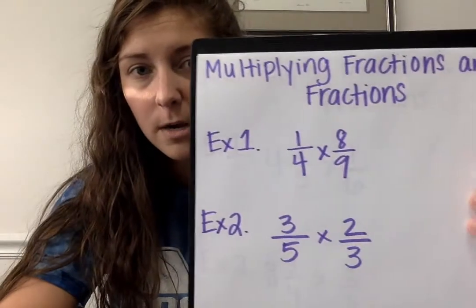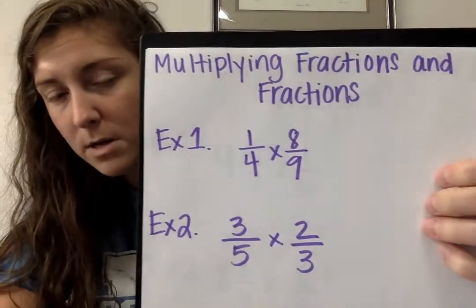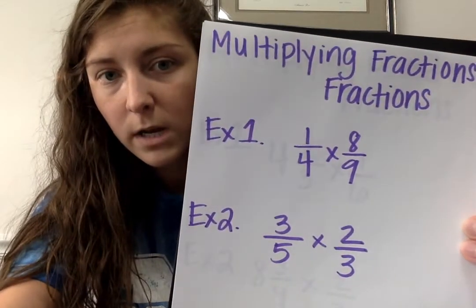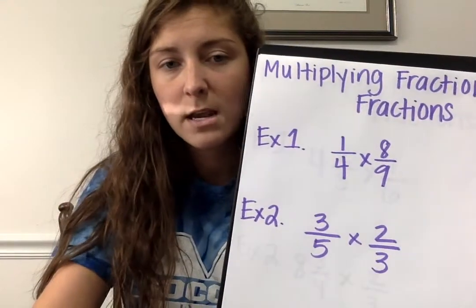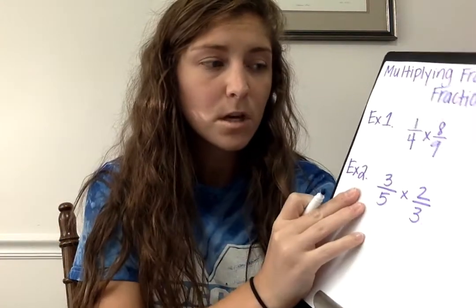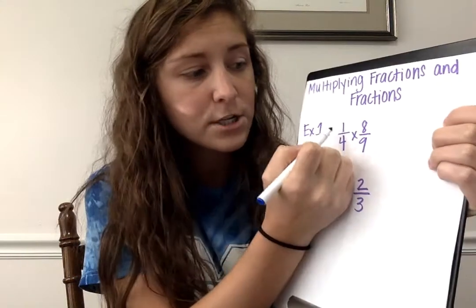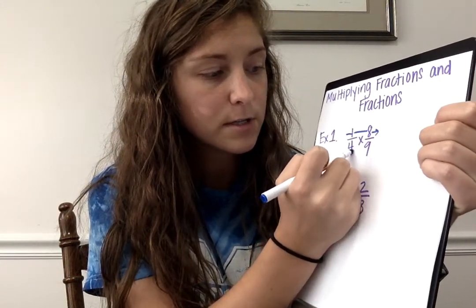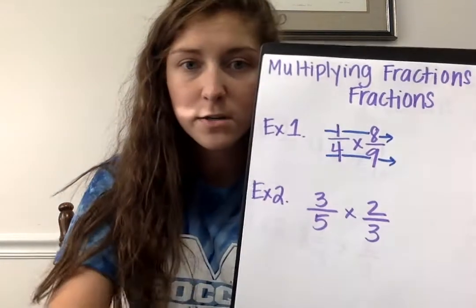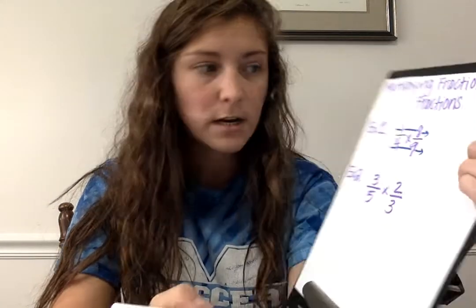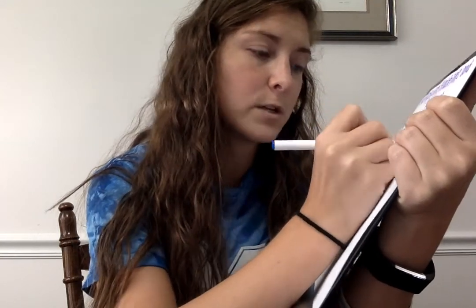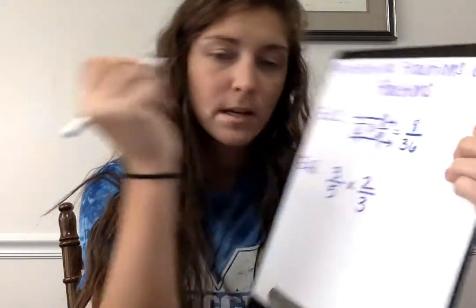Next thing that we're going to talk about is multiplying a fraction and a fraction. So, for example, in problem number 1, it is 1/4 times 8/9. So, what do I have to do here? Well, I just simply have to multiply straight across the top and straight across the bottom. Nothing too fancy there. So 1 times 8 is 8. 4 times 9 is 36.